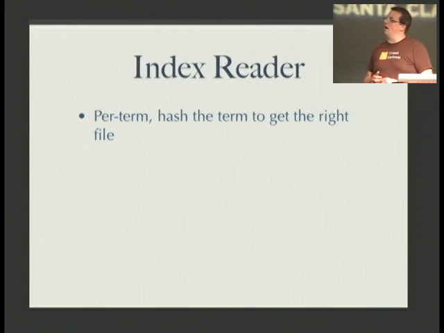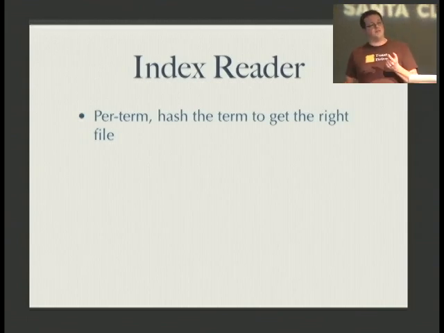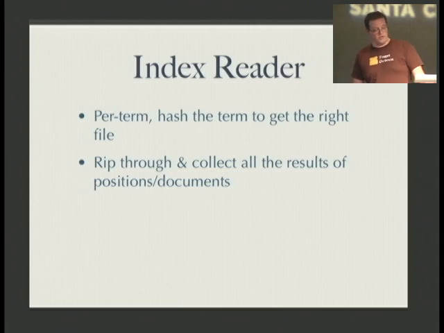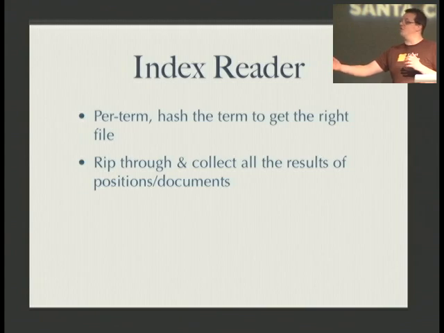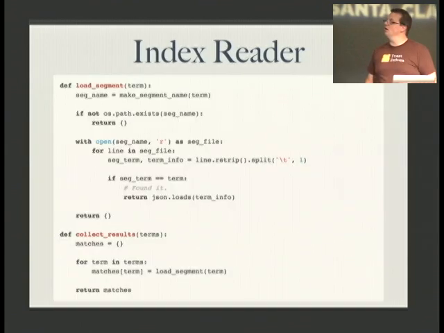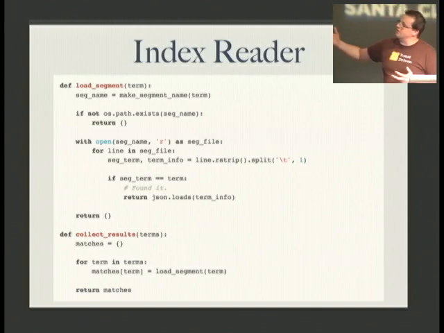Index reading becomes easy now because we have this list of edge n-gram terms. We can simply go through, hash them, and we can find whatever file we stowed them in, a very quick, efficient lookup. And we just rip through all the terms that we generate from a user's query, grab all the hashes, go into the files, pull out the results, and collect the position and document information. This is a little big, I apologize if it's small, but it's basically the same kind of stuff.